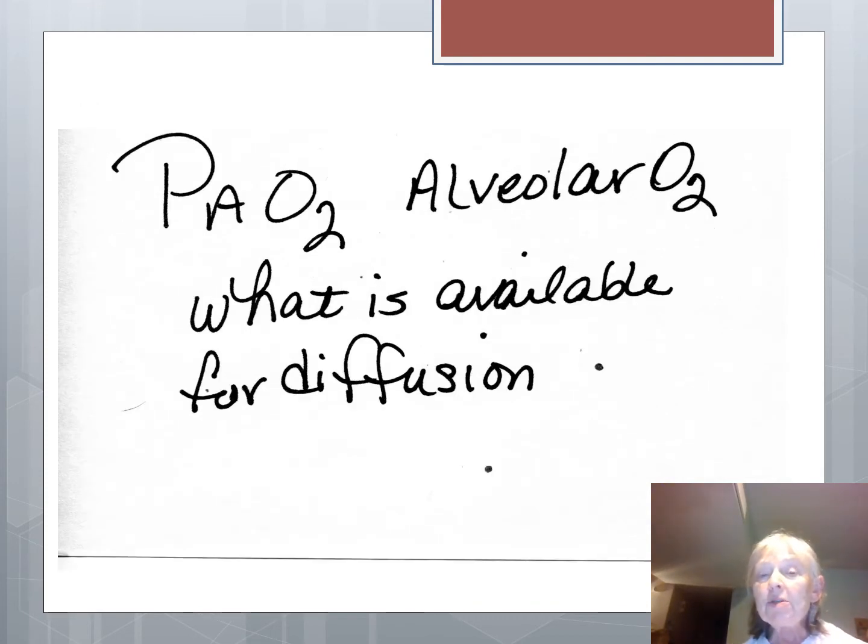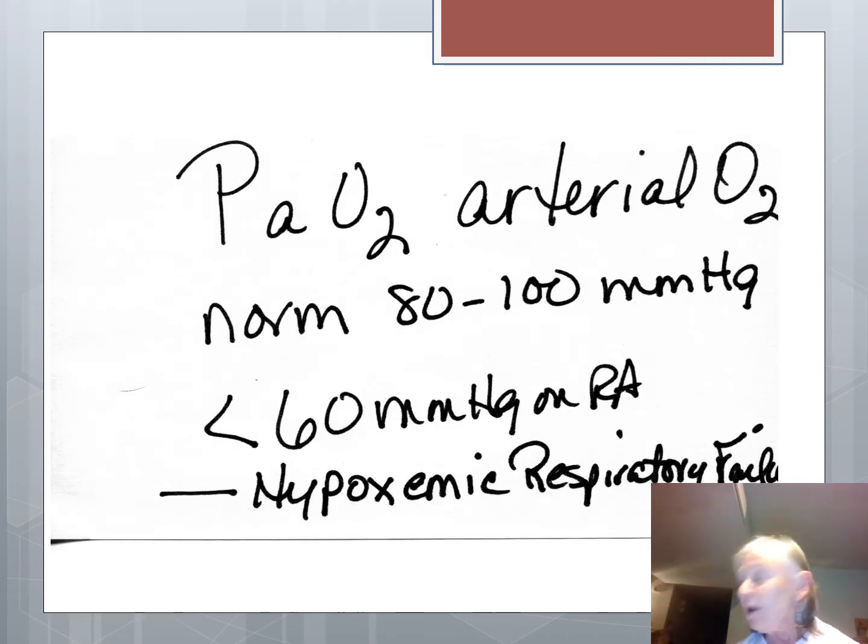Big PAO2 is always your alveolar oxygen. This is what's available in the alveoli. This is how much oxygen is now available to diffuse out of the alveoli into the arterial gases at this particular point. Little PaO2, of course, is always arterial oxygen. Normal for this is about 80 to 100 millimeters of mercury. Again, anything less than 60 millimeters of mercury on room air is considered hypoxemic respiratory failure.